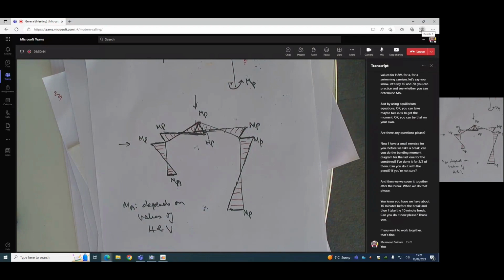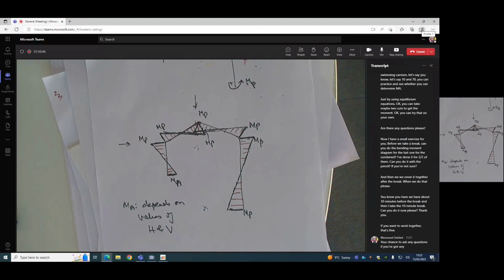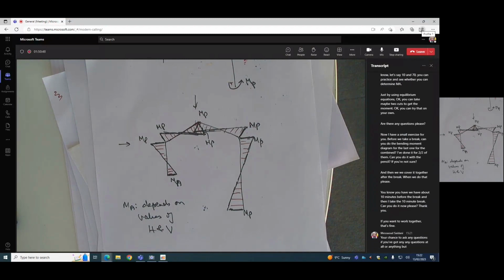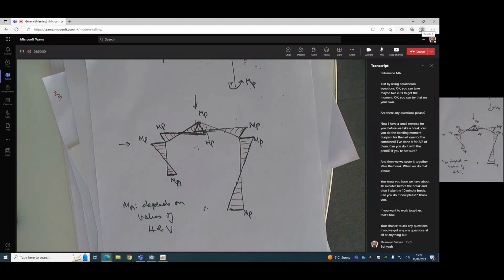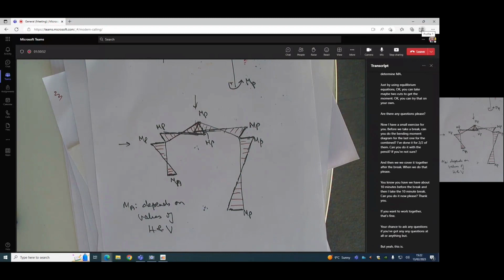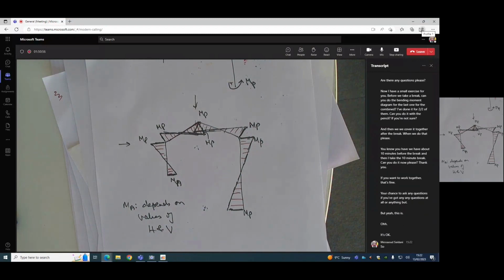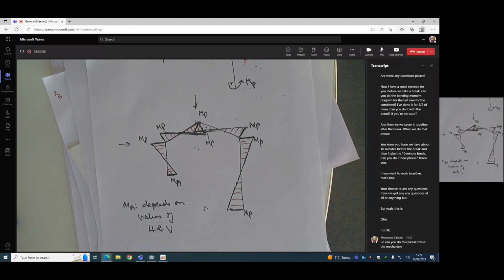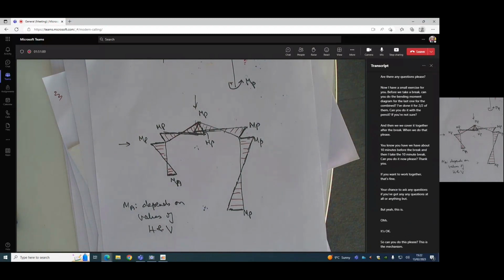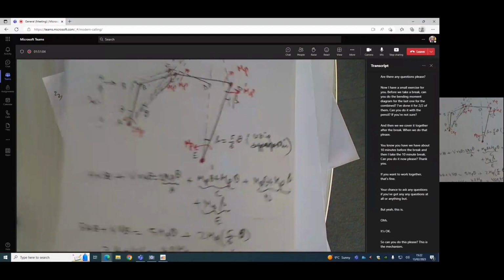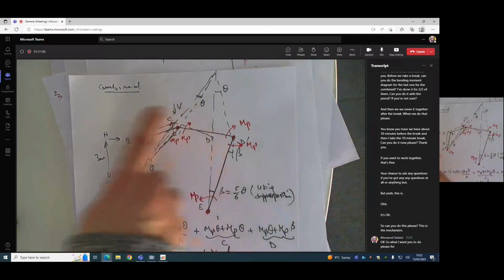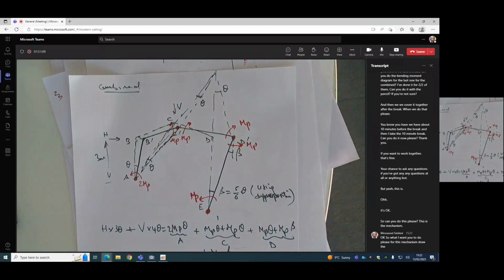Your chance to ask any questions. If you've got any questions at all, anything that you don't understand. Yeah, do the combine. Oh, because you haven't got it. Okay. So can you do this, please? This is the mechanism. Okay. So what I want you to do, please, for this mechanism, draw the bending moment diagram in the same way.